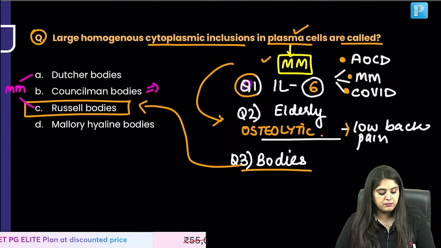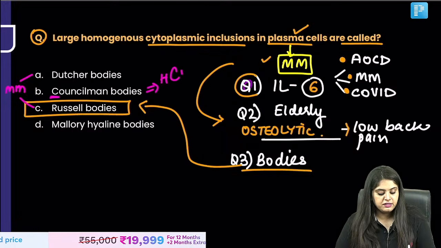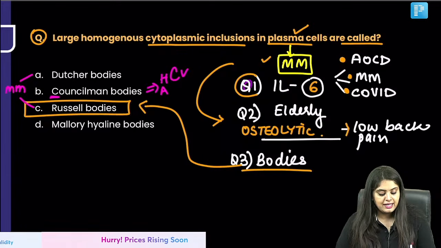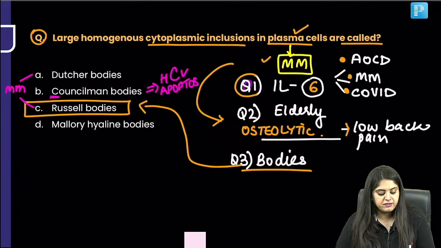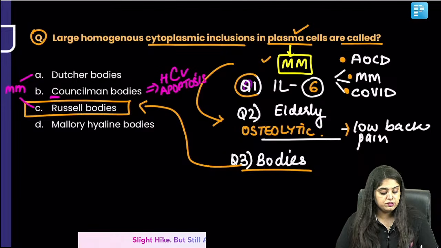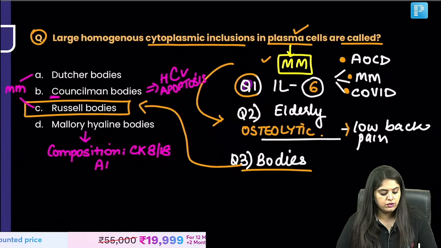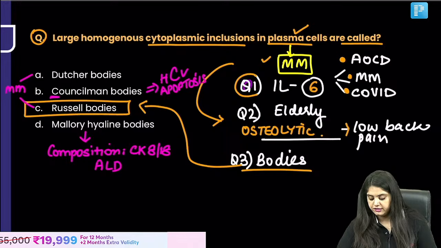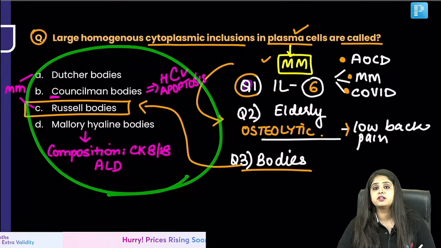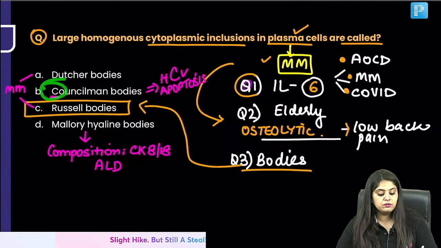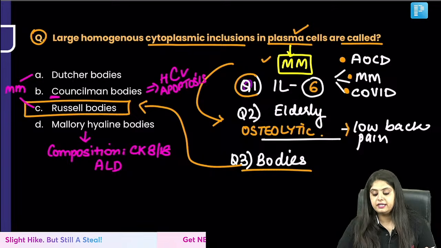Where do you see Councilman bodies? Councilman bodies are seen with hepatitis C virus infection or some kind of viral hepatitis, and this is a form of apoptosis, ma'am, that we study in chapter 1. Where do you study Mallory hyaline bodies? Guys, what is the composition and kahan pe dekhne ko milta hai? It is composed of cytokeratin 8 and 18. It is seen in a lot of diseases. One of them is alcoholic liver disease. Yes, sir. Previous year questions on bodies. Russell and Dutcher are seen in multiple myeloma. I'll teach you. Councilman bodies, hepatitis C, very commonly it is apoptosis.